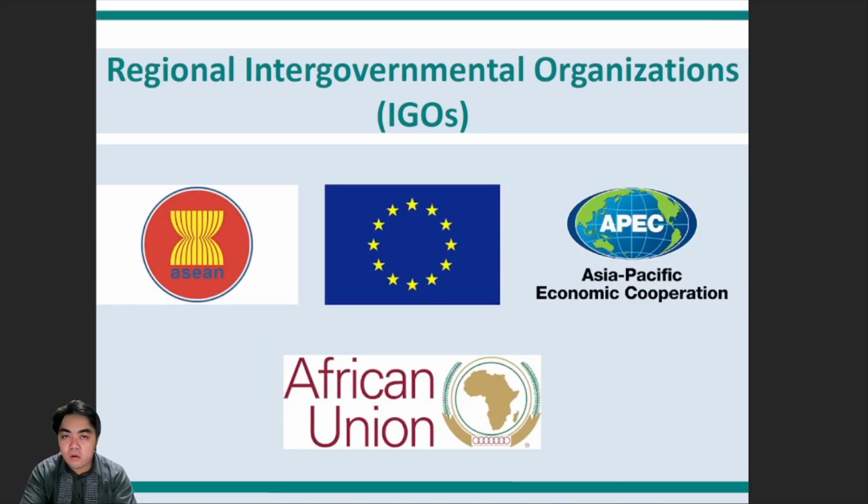Now, there are also regional intergovernmental organizations. In contrast to global intergovernmental organizations, these regional organizations are limited by their geographic reach. In particular, they are organizations that cater to certain regions around the globe. For example, the Association of Southeast Asian Nations is exclusively for states within the geographic location of Southeast Asia. And then we have the European Union, which caters to European states, or European peoples.